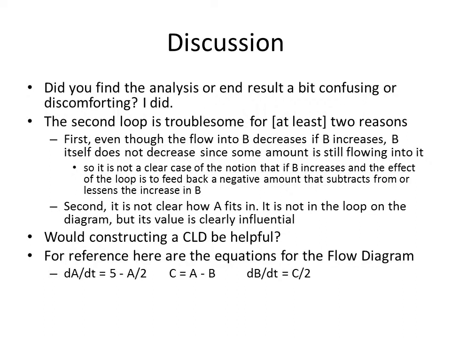The rate of change of A is 5 minus A over 2. C is the difference between the two variables, the two stocks. And the rate of change of B is just this difference, the variable C, divided by 2. There's a lot of symmetry and interesting stuff in this little toy problem.